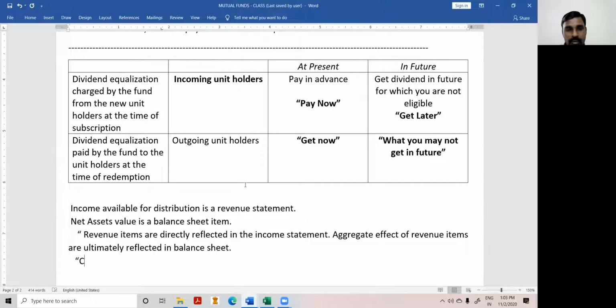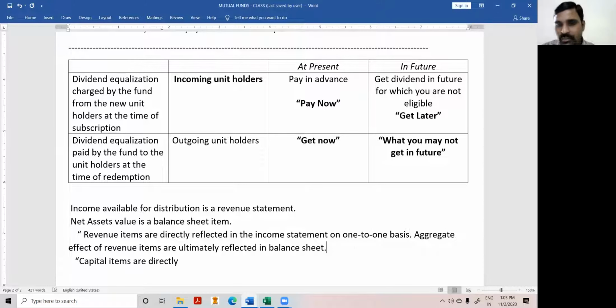But revenue items are directly reflected in the income statement on a one-to-one basis, one by one, because the aggregate is reflected in the balance sheet. Capital items are directly reflected in the balance sheet on a one-to-one basis, straight away, one by one, not only the aggregate effect. Revenue items also get reflected in the balance sheet, but as an aggregate effect, indirectly. So here, directly capital items.